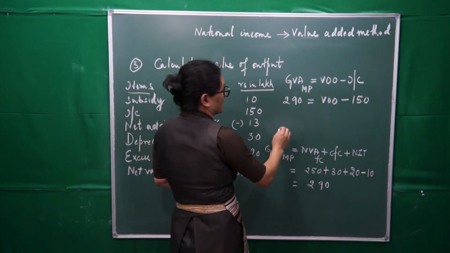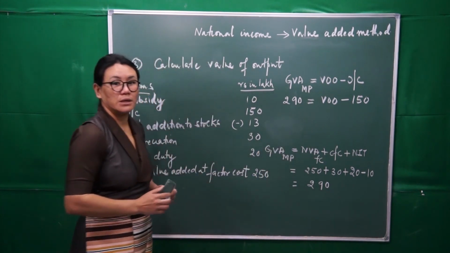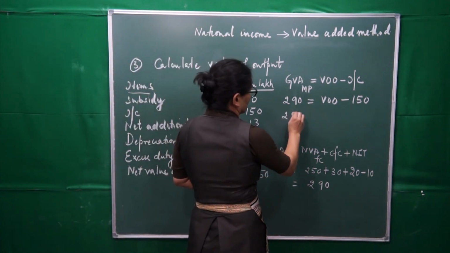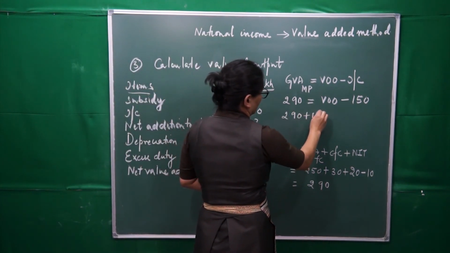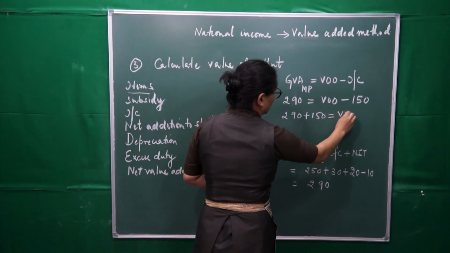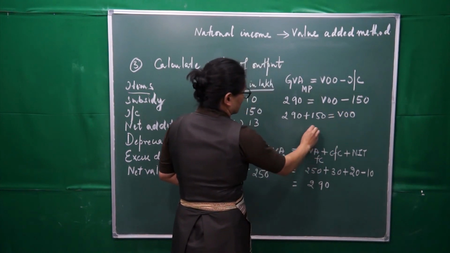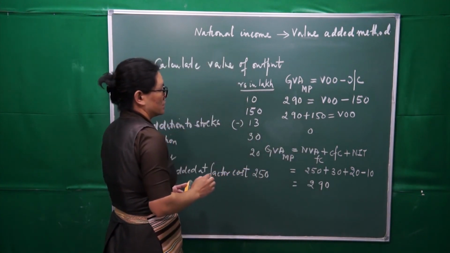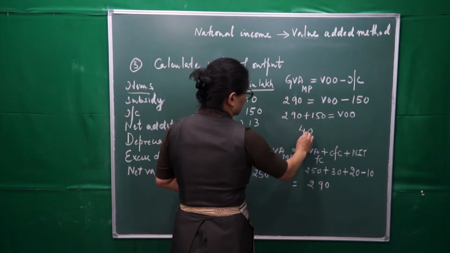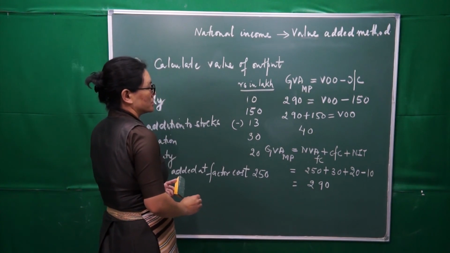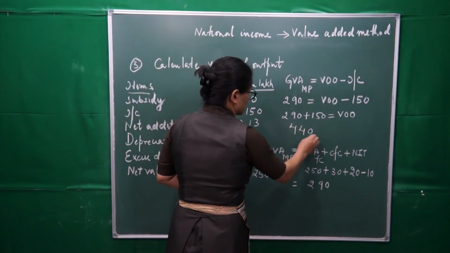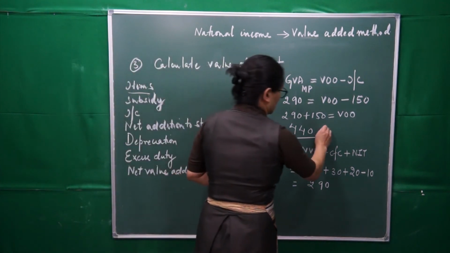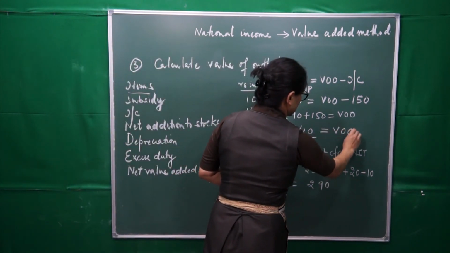Clear? Okay. Then 290 plus 150 intermediate consumption gives 440. So value of output is 440 here.